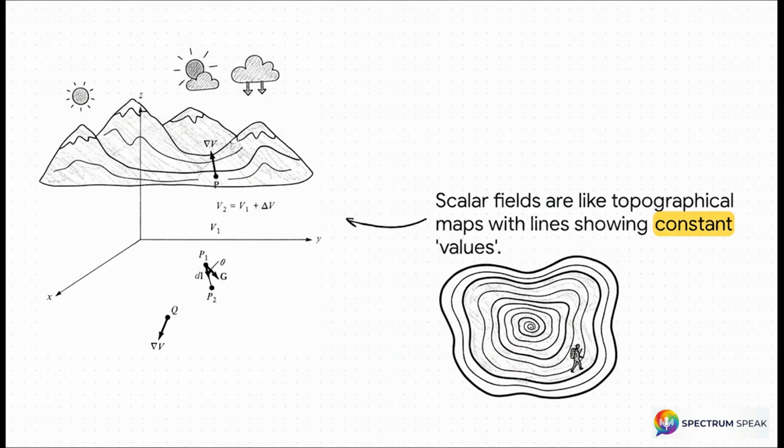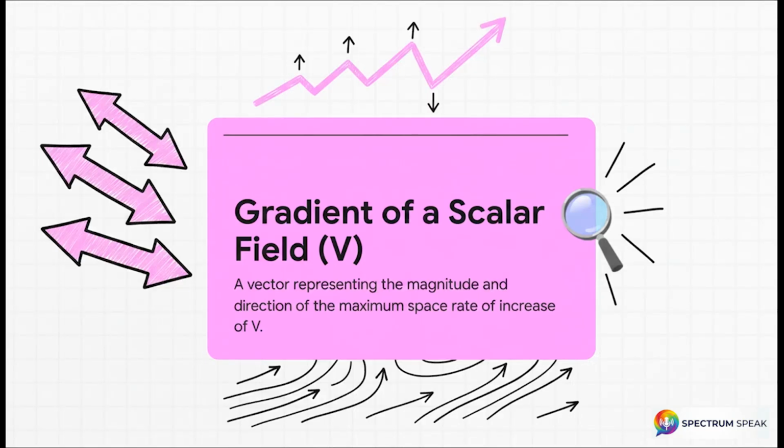Now, to really understand the gradient, you first have to be able to visualize the hill, or what we call a scalar field. The easiest way is to think of it like a topographical map. Every single point in space has a value assigned to it. It could be altitude, temperature, pressure, you name it. And the contour lines you see on this map, they just connect all the points that have the very same value.